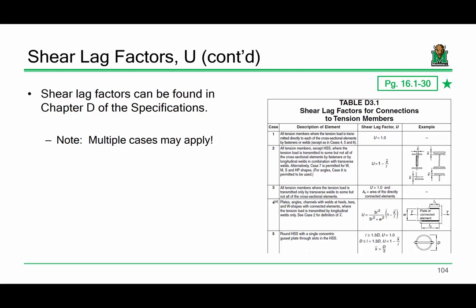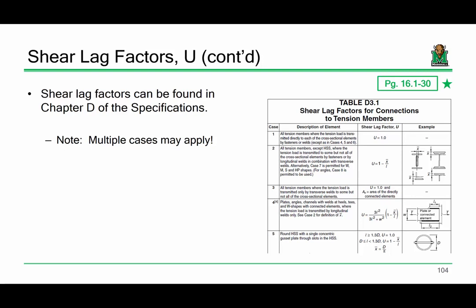Another thing, if you follow the next sentence, it says alternatively, case 7 is permitted for I shapes and case 8 is permitted for angles. So right off the bat, when you're computing shear lag factors, multiple cases may apply. So you kind of have to go through the entire table and figure out which one applies for your cross section. You need to take some time and review this to make sure that you're okay with what's going on. Now, the question might be what's going on with X bar and what's going on with L?